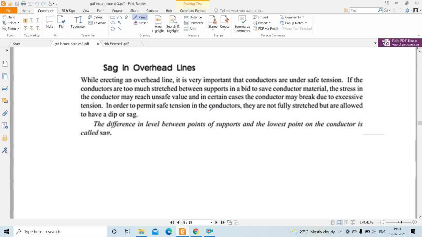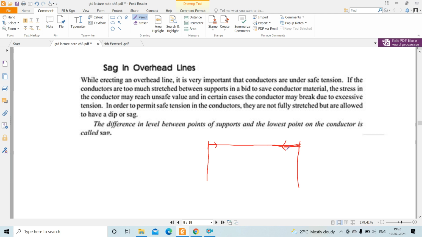So, what is this sag? While erecting an overhead line, it is very important that the conductors are under safe tension. Tension means, see, this is a pole, this is a pole. In between these two poles, there is a conductor connecting the two poles. So, there is a tension over here and over here. So it is very important that conductors are under safe tension.